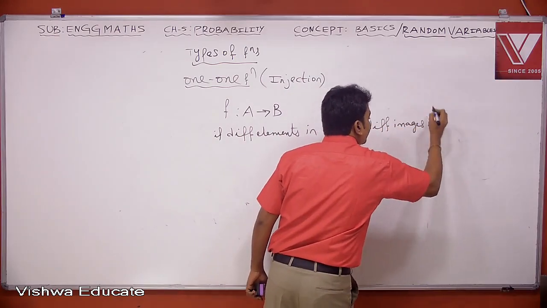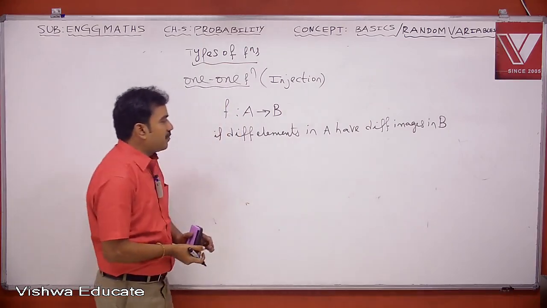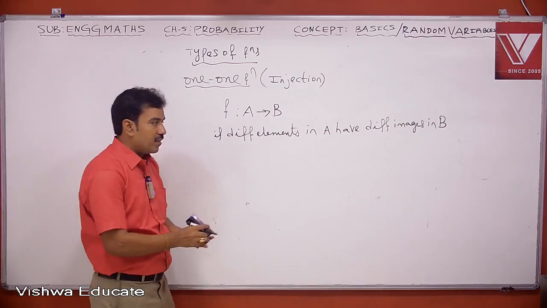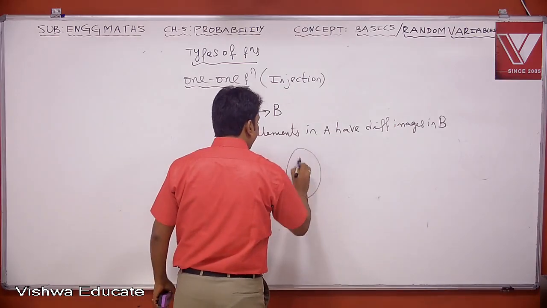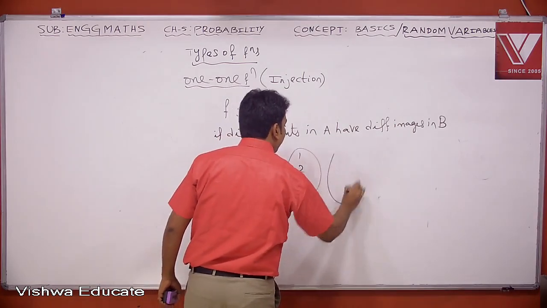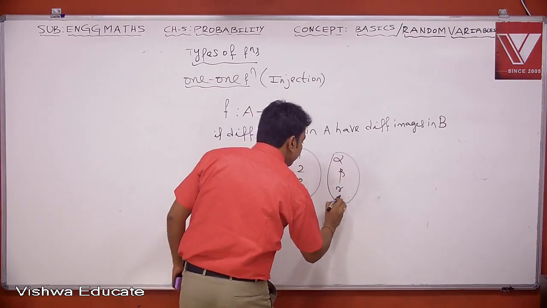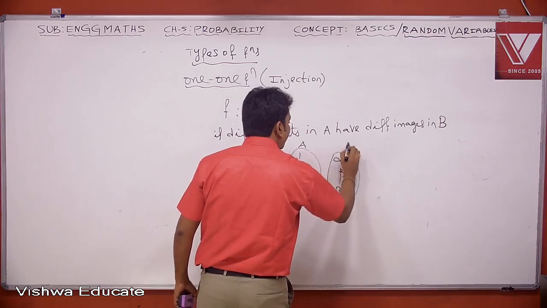If different elements in A have different images in B, then we say that this function is called a one-one function. Let us see. Suppose this is 1, 2, 3. Suppose alpha, beta, gamma, delta. This is A, this is B.